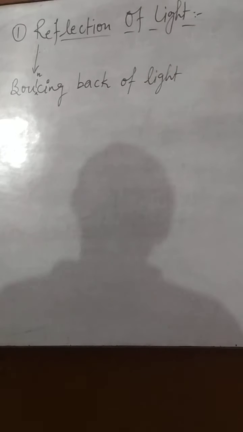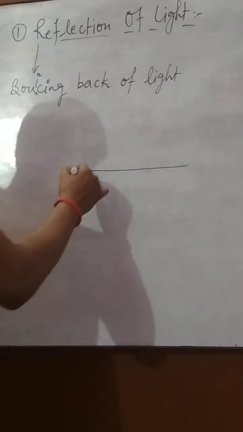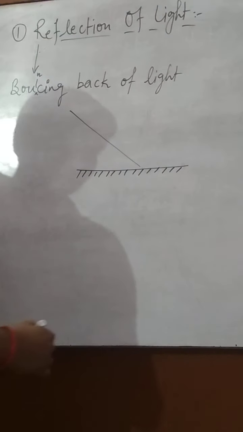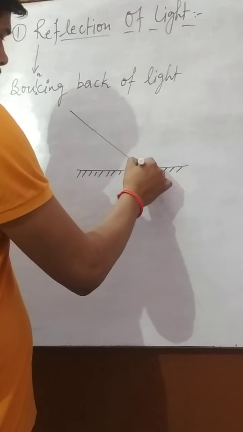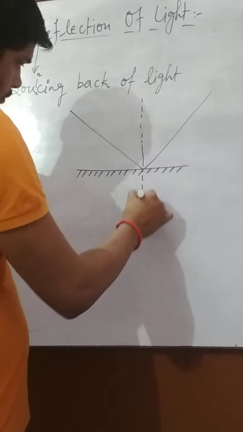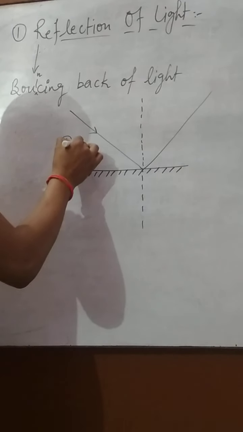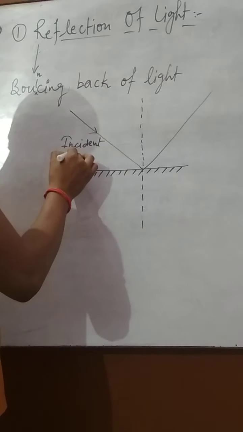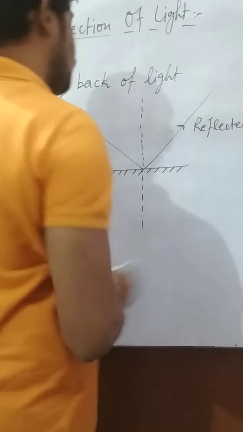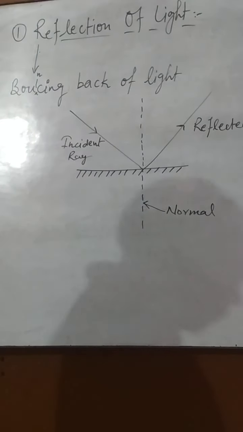How will you show this on paper? For example, you have a plane surface, a light beam is coming onto this surface, and then it is reflecting. The coming light is known as the incident ray, and this is called the reflected ray. This is called the normal.